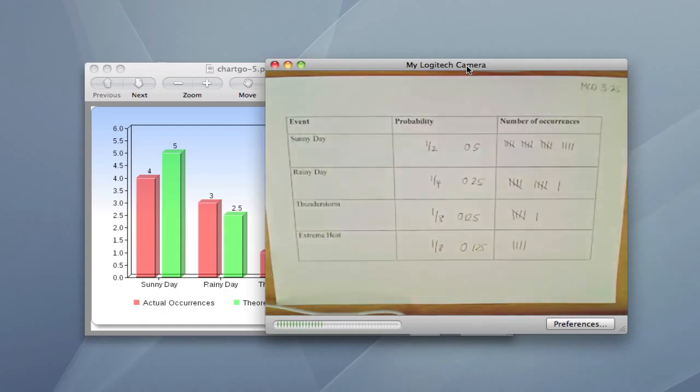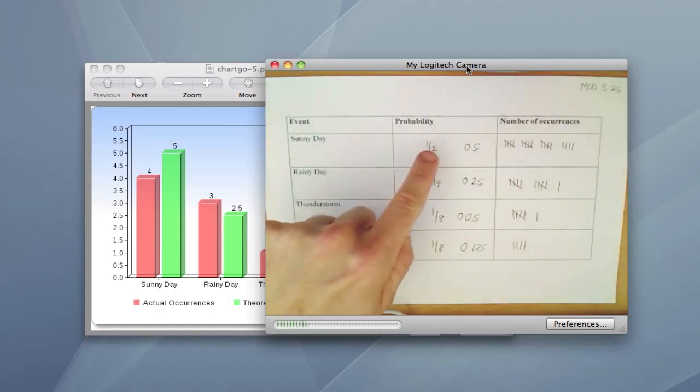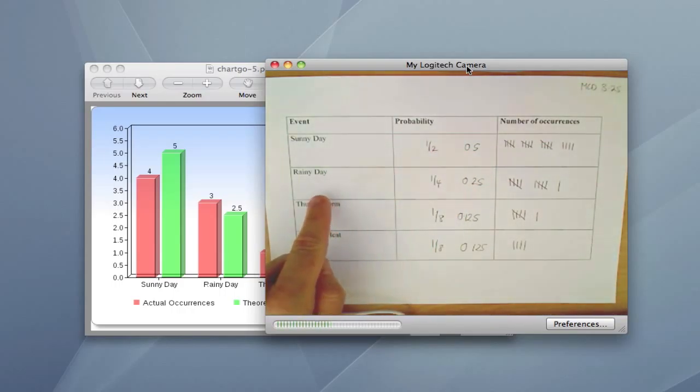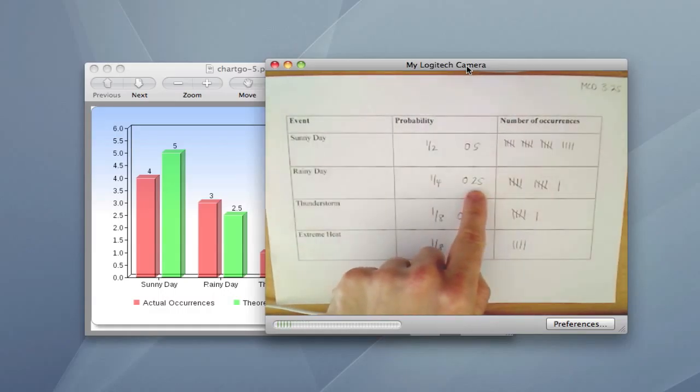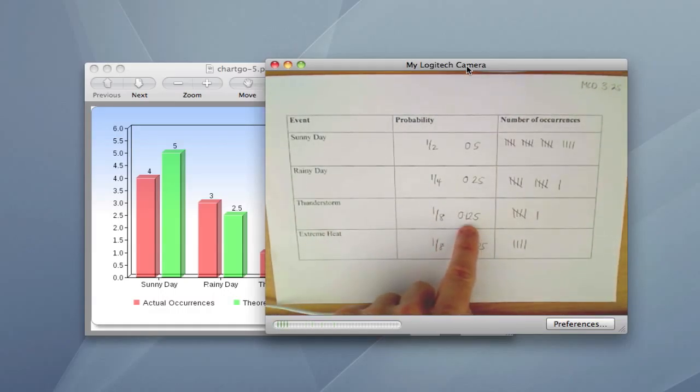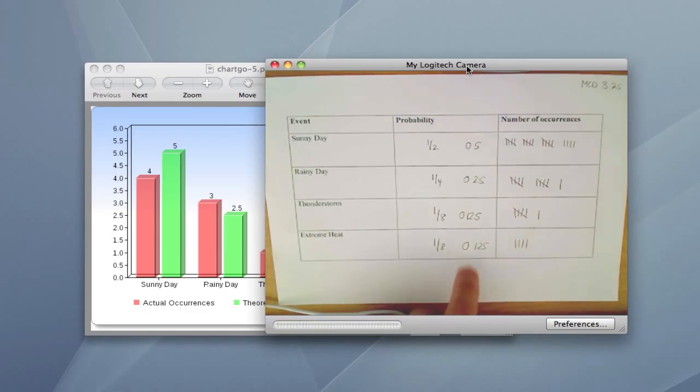This part here is really important as well. This is the probability side of it. So the probability of a sunny day coming up is a half, which is 0.5, the same measurement. Probability of a rainy day is a quarter, which is 0.25. Thunderstorm is 1/8, which is 0.125, and extreme heat is the same, 1/8, which is 0.125.